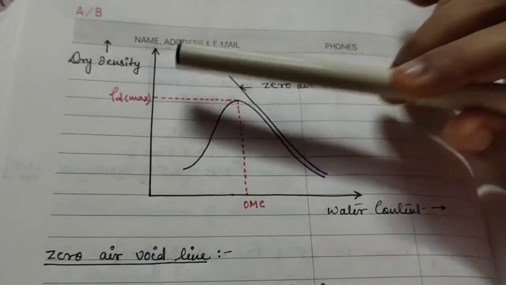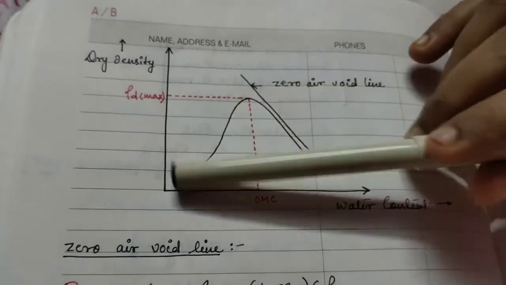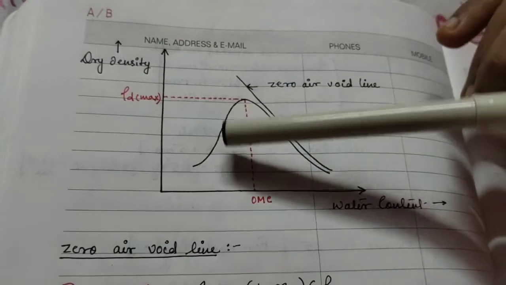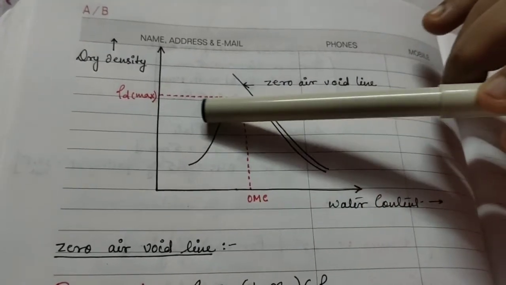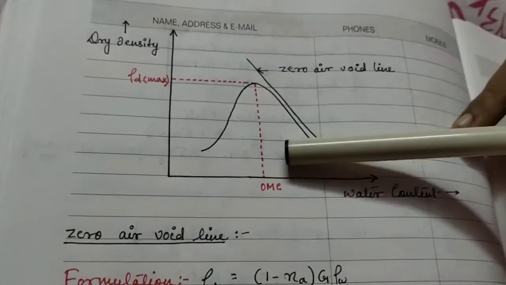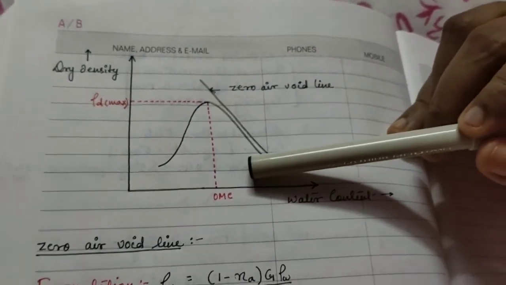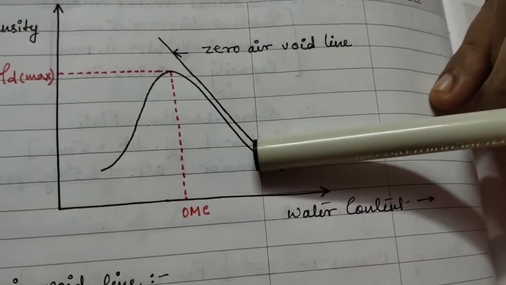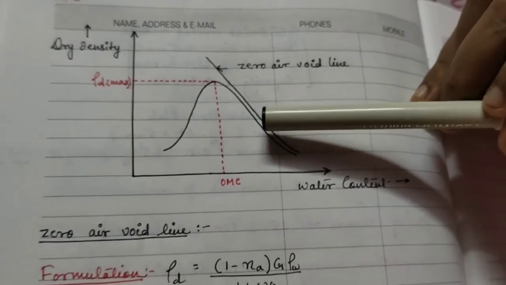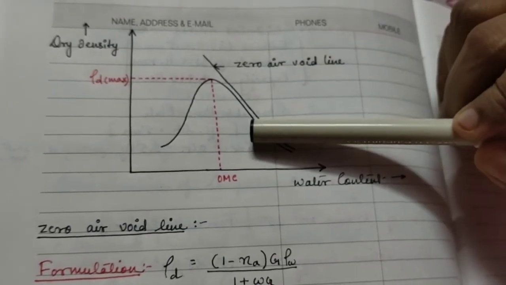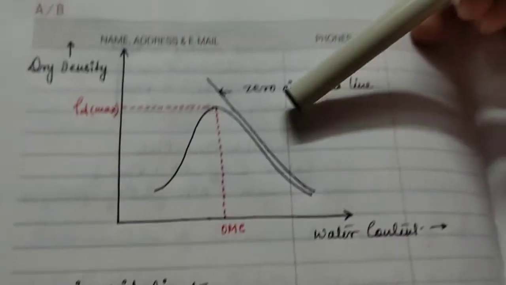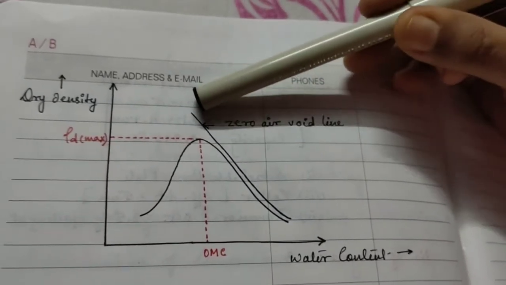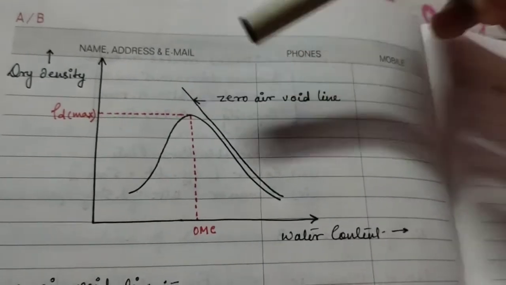The left-hand side of the curve is known as the dry side of optimum, that is, when the soil is approximately dry. And here, the water content keeps on increasing, so this portion is known as the wet side of optimum. Clear? Okay, then we shift to the zero air void line. As we can see in the graph, a line goes parallel to the wet side of the optimum curve. This line is known as the zero air void line.